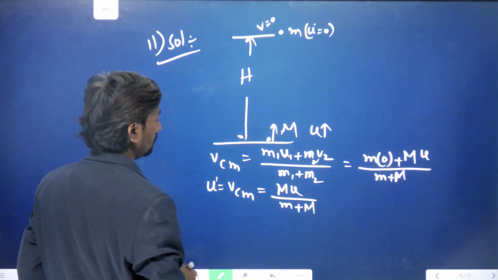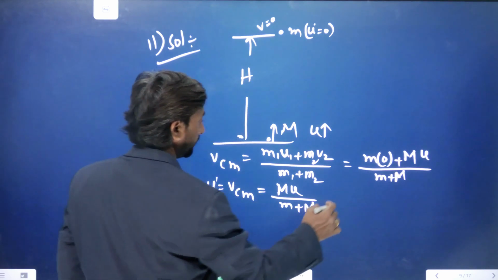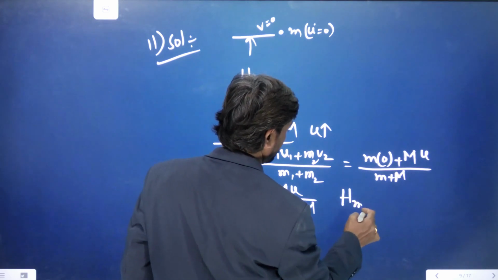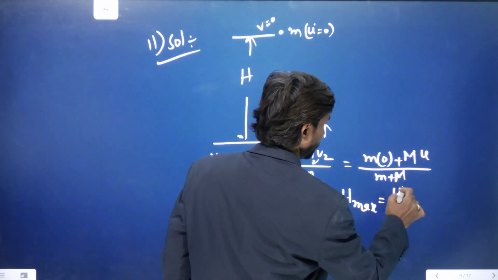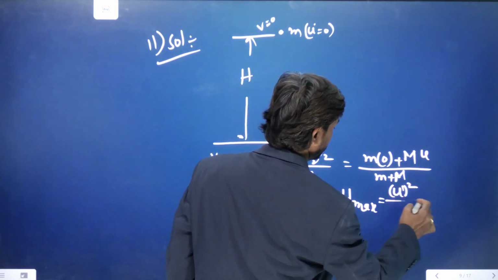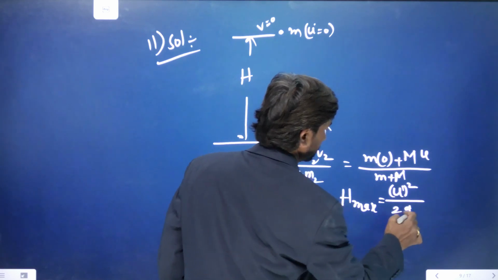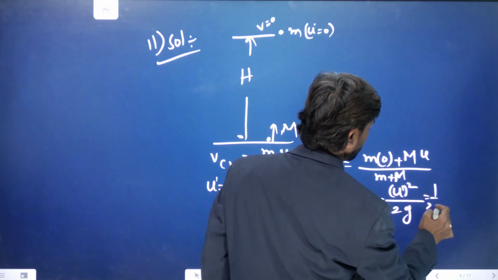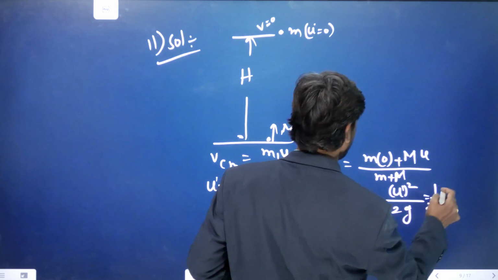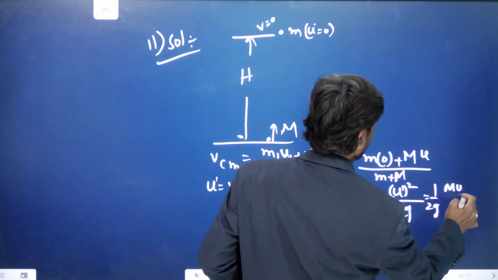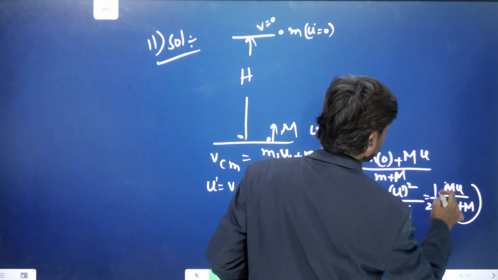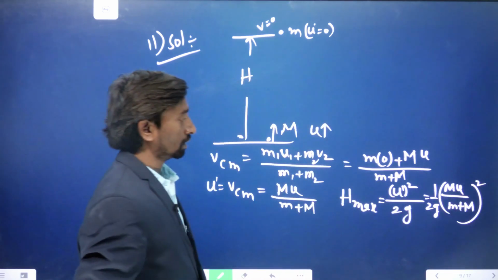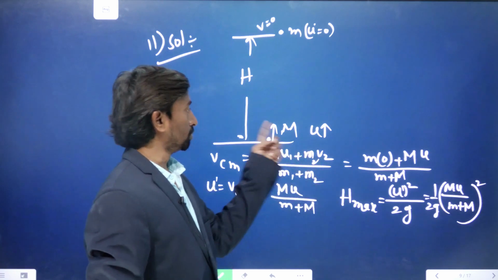So here we can write H maximum. What is the H maximum formula, whenever it is thrown vertically upwards? U dash square divided by 2 into g. So here what will we get? 1 by 2g into u dash square, that is M u divided by small m plus capital M, whole square. That is the maximum height reached by this body there.